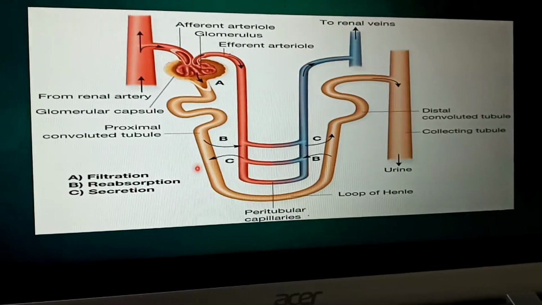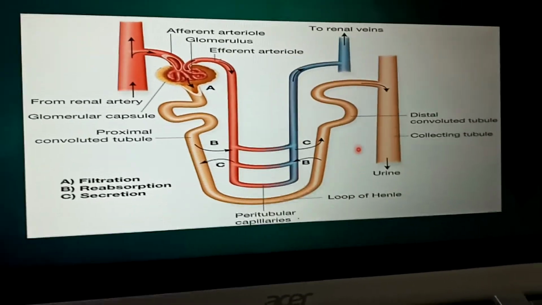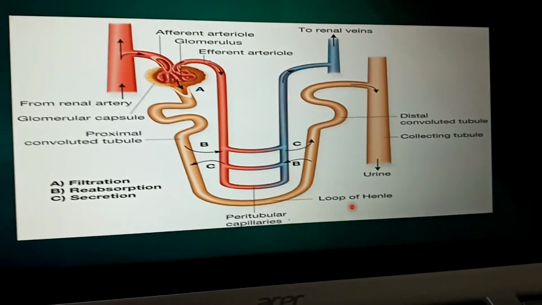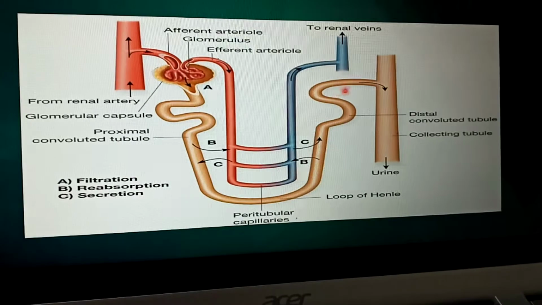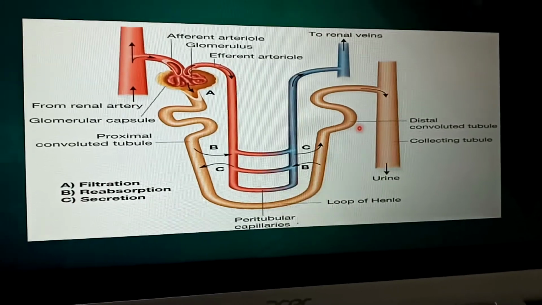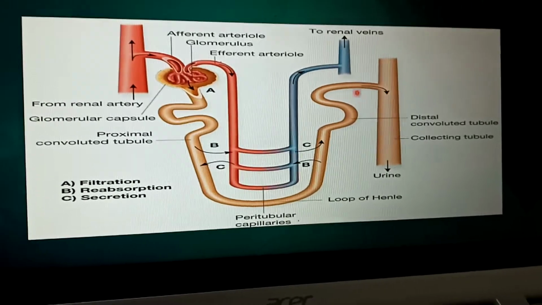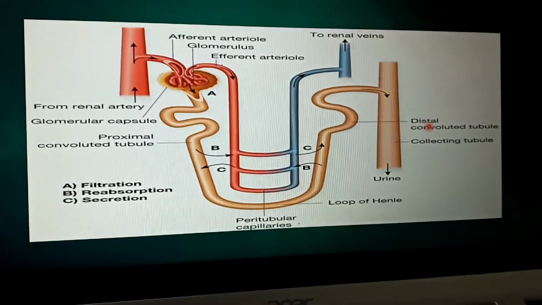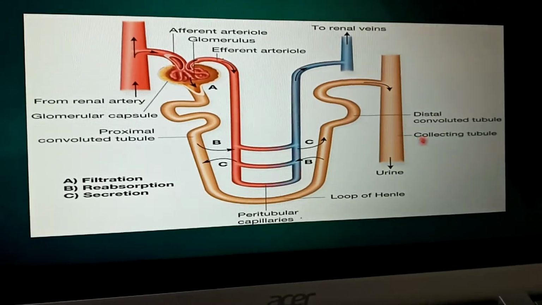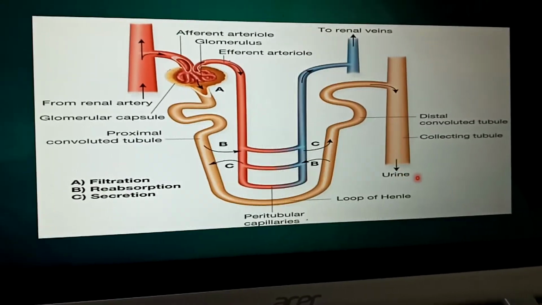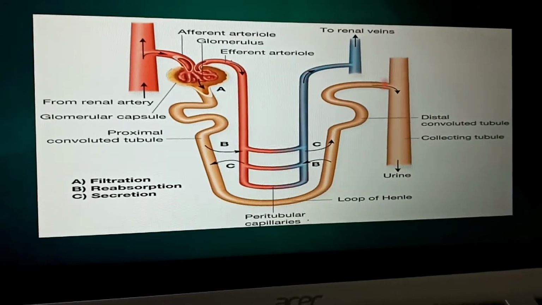This is called the loop of Henle. You can see it is U-shaped. After the loop of Henle, as it is labeled here, there is again coiling of the tubule at the ending portion. As this portion is far away from the glomerulus, we call it the distal convoluted tubule. Convoluted means in coiled form. Then the collecting tubules form, and then the ureters, and then the urinary bladder, and then urine excretion may take place.